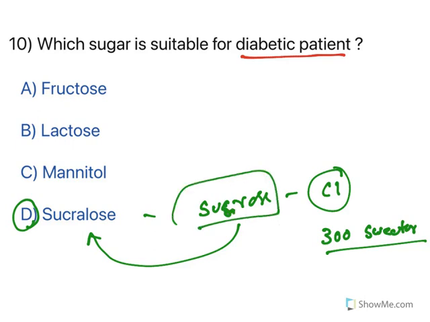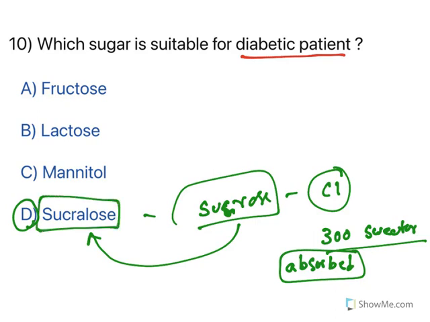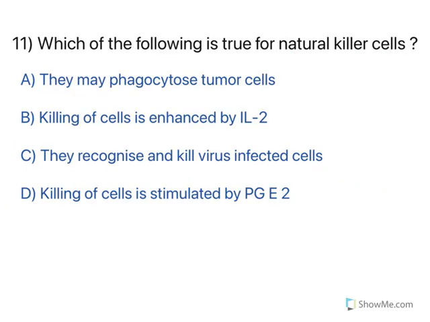And the other thing is, it will not get digested or absorbed. If it is not getting absorbed, it will not increase the levels of glucose or anything else. So sucralose is best suited for use in diabetic patients because it gives the sweetness, but it will not increase the levels of glucose. Next one.